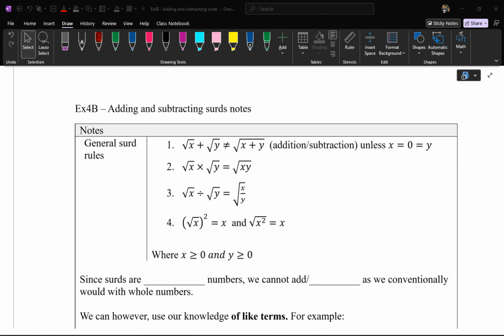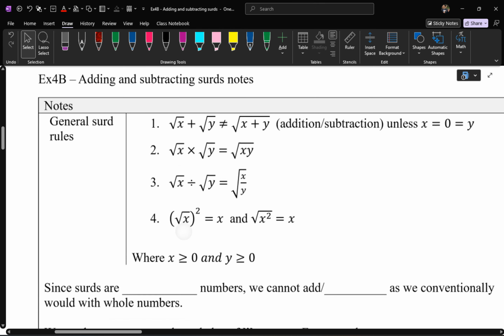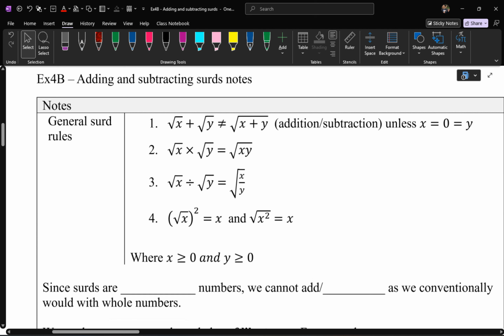Okay. Exercise 4B is actually easier than you think. It looks hard, but it's actually much easier than 4A because it's just add and subtract. Now, 4B notes, I rewrote the 4 rules again for you to see.